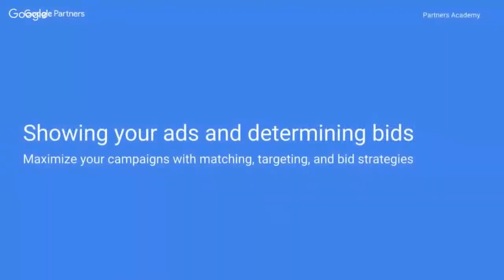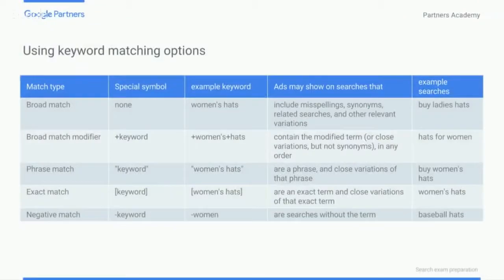Okay, so we've talked about your ads. Now let's talk about showing your ads and determining your bids. So here we're going to talk about keyword matching options, language and geographic targeting, bid types, flexible bidding strategies, setting your budget, scheduling and rotating ads, your management options, automating with bulk edits and automated rules, and some account optimization tools. But let's get started with the basics, keywords and keyword matching options.